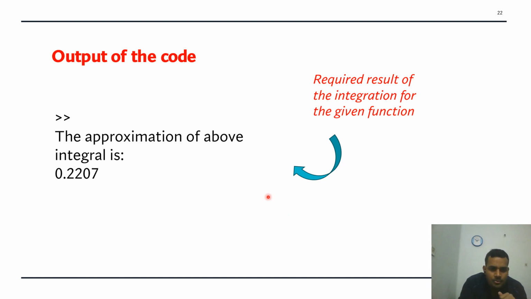Now the output of the code is as follows. The approximation of the above integral is 0.2207.